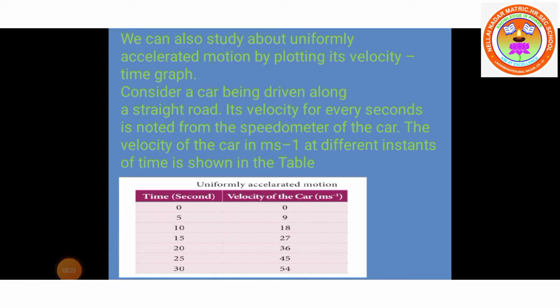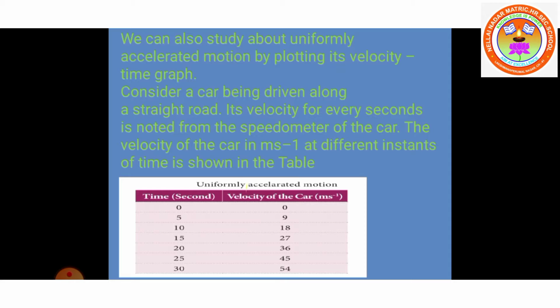Students, from the graph we can note that for the first 5 seconds it travels a distance of 9 meters. For the next 5 seconds it travels the same distance, that is, the velocity of the car is 9 meter per second.